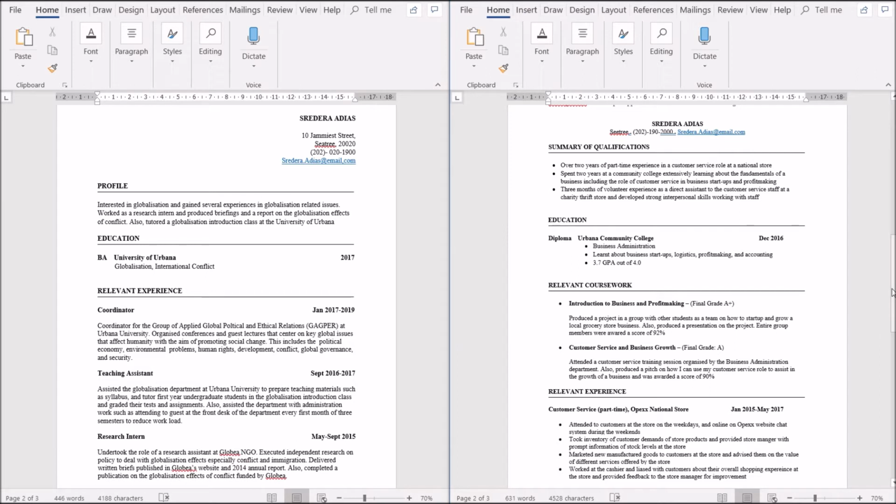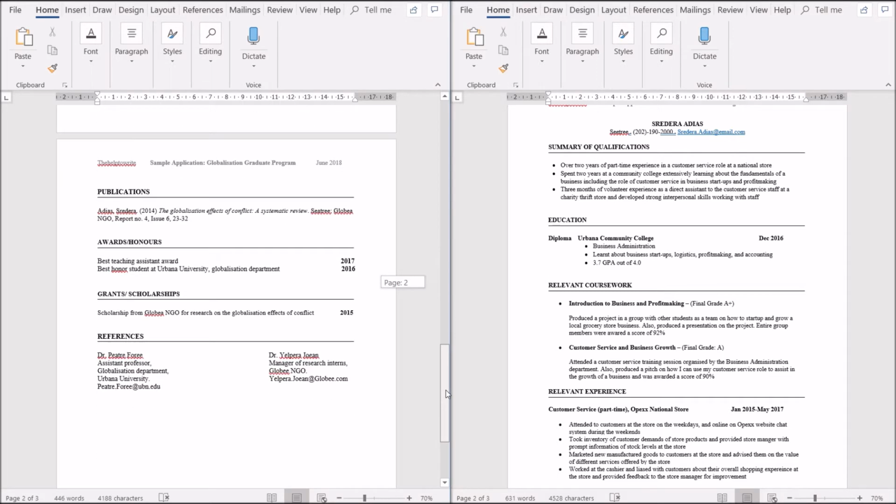Starting with the academic CV, the name and the basic information is included at the top right, followed by sections namely profile, education, relevant experience, publications, awards or honors, grants or scholarships, and lastly, references. The reference section is, however, optional.